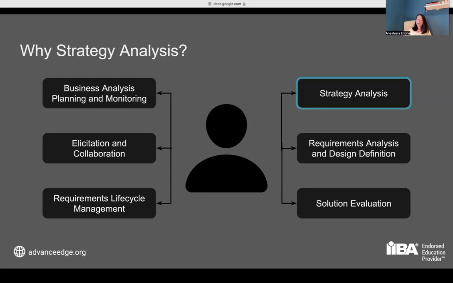So back to the BABOK Guide. According to the BABOK Guide, there are 6 knowledge areas that business analysts perform their activities in. Knowledge area number 1 is business analysis planning and monitoring. Knowledge area number 2 is elicitation and collaboration. Then we have requirements lifecycle management, strategy analysis, requirements analysis and design definition, and solution evaluation. As you can see, strategy analysis is one of those knowledge areas, and it has 4 tasks that business analysts should work on while performing their business analysis activities.